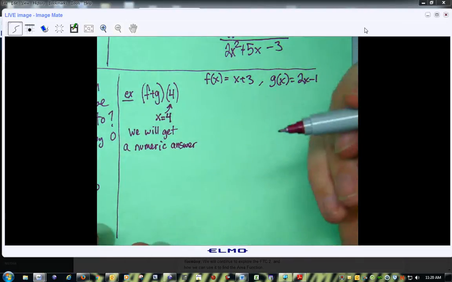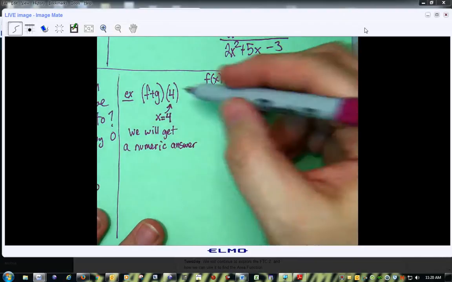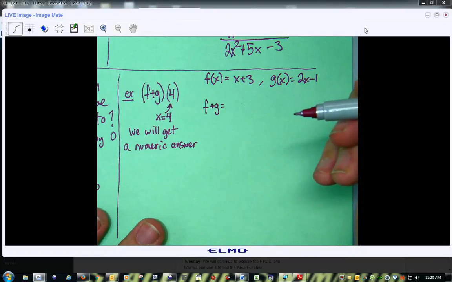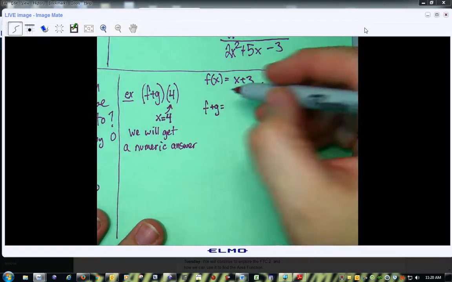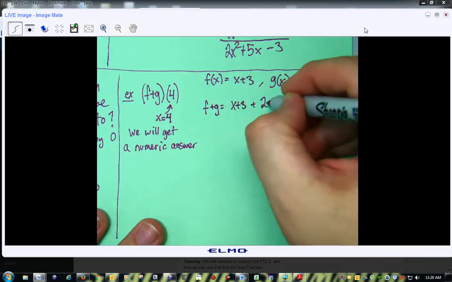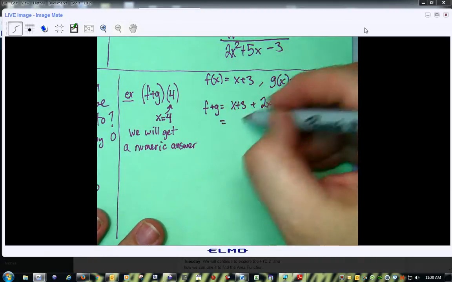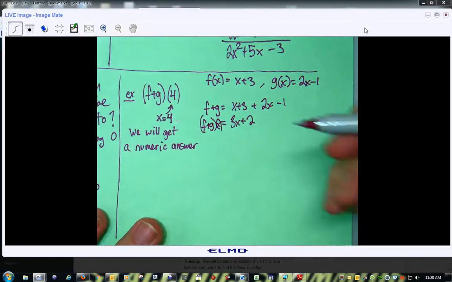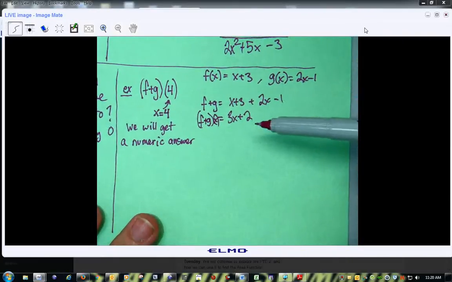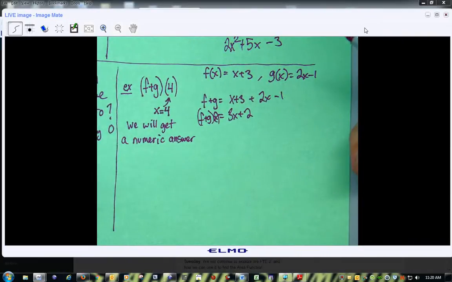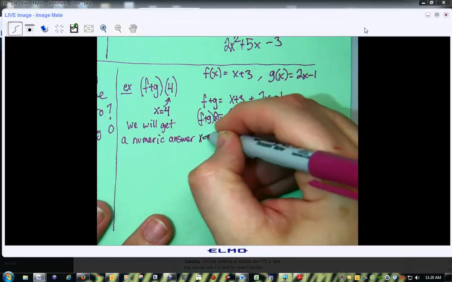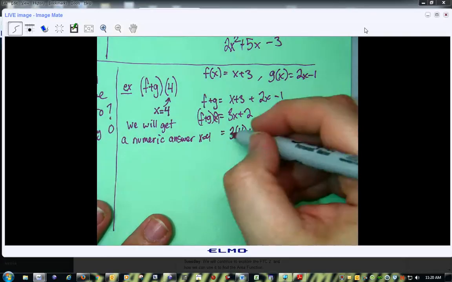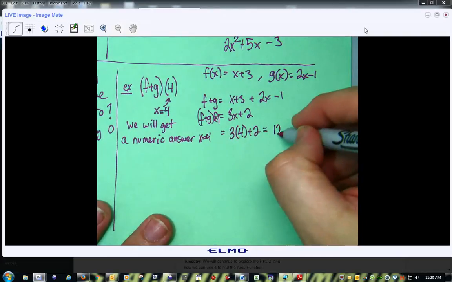Now let's do f plus g. Didn't we already figure that out? Well, that's x plus 3 plus 2x minus 1, which is 3x plus 2. Now, if I want the answer at 4, where do you think I put the 4? In for x, absolutely. So we want x equal to 4, so 3 times 4 plus 2. What's 3 times 4? 12 plus 2, which is 14. So I got an answer of 14 here.